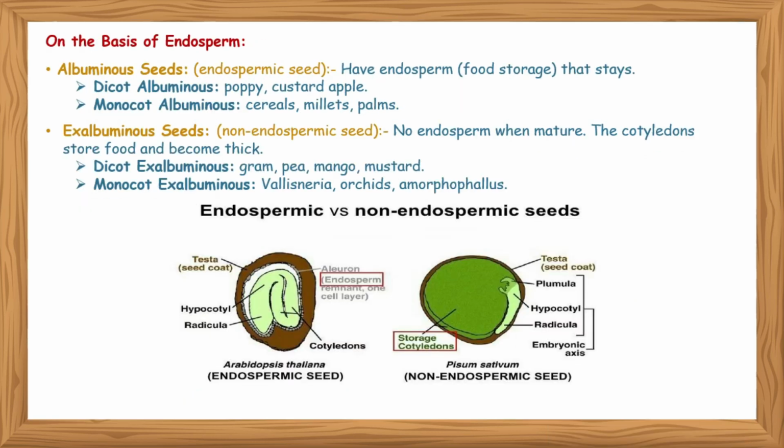On the basis of endosperm, albuminous seeds are also called endospermic seeds. They have endosperm for food storage that stays. Dicot albuminous: poppy and custard apple. Monocot albuminous: cereals, millets, palms, etc.